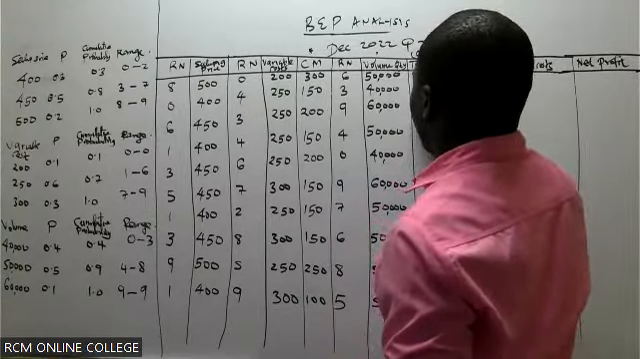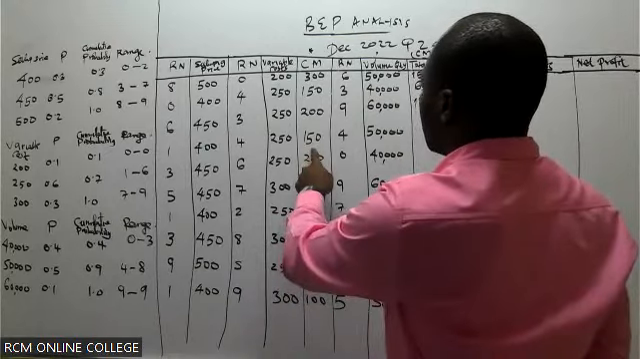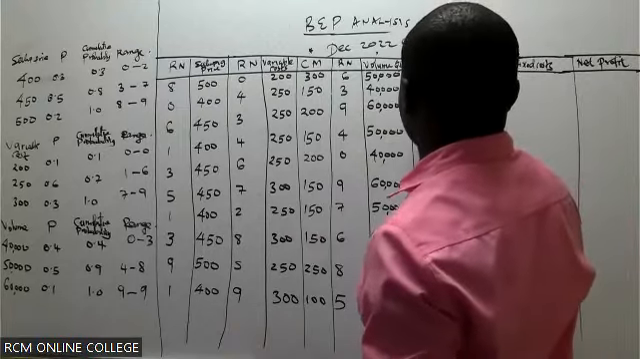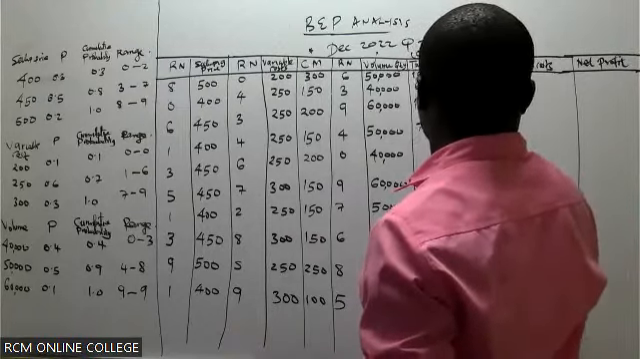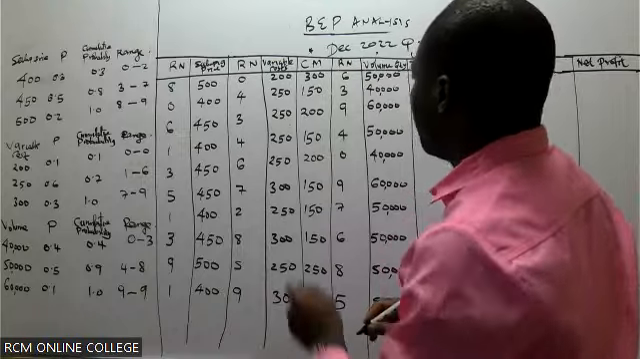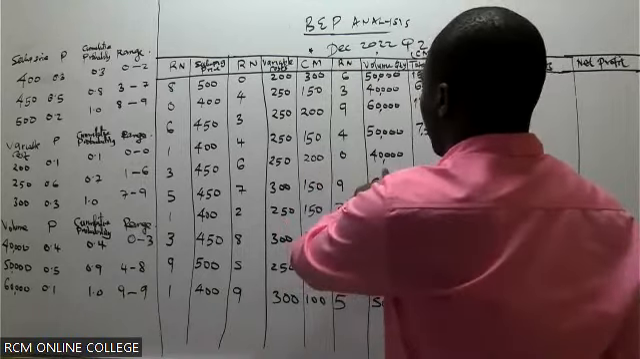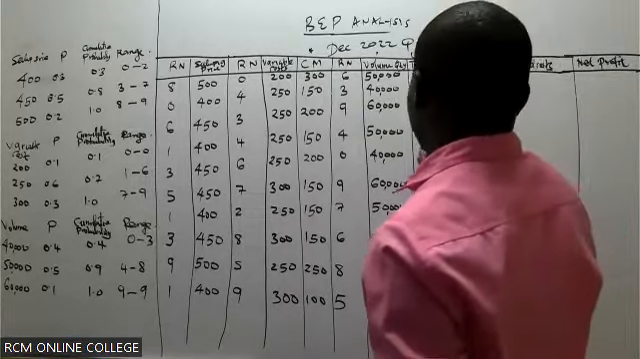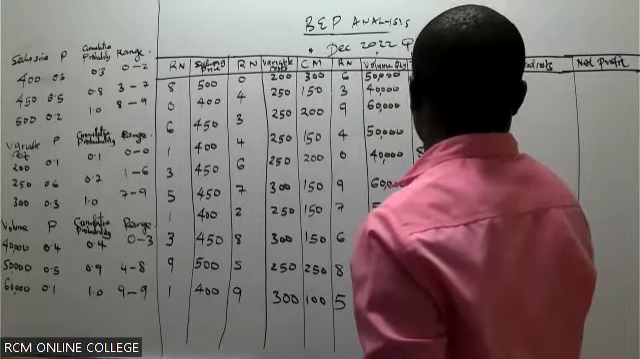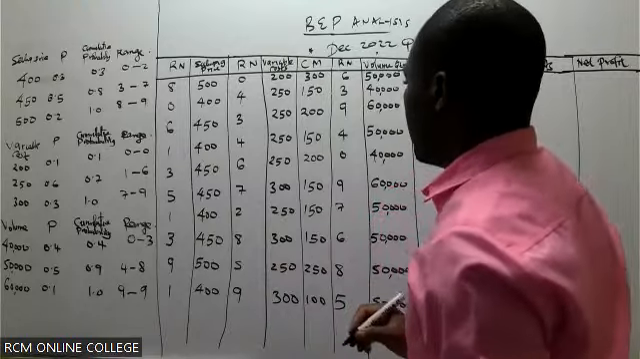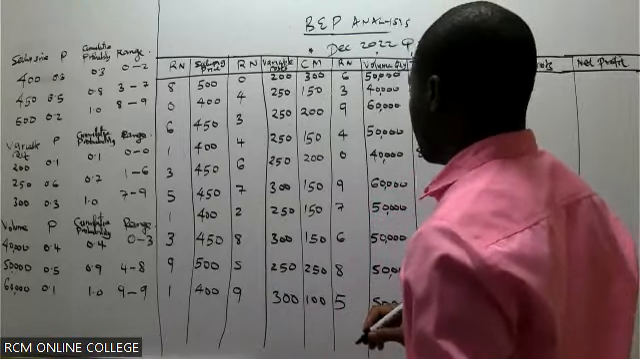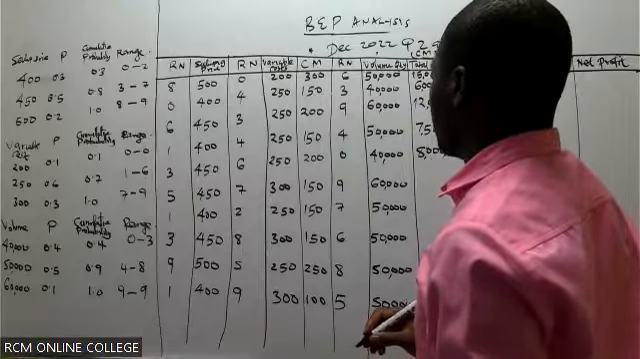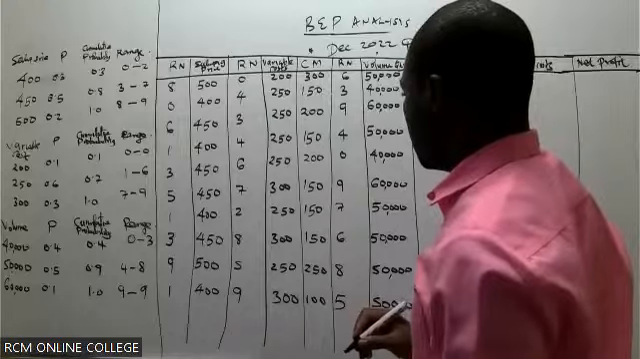Good. This one here, 150 by 50. Is it 7.5? Then we have 200 by 40. Is it 8 million? Yes. We have 300 by 60. Is it 18 million or 9?